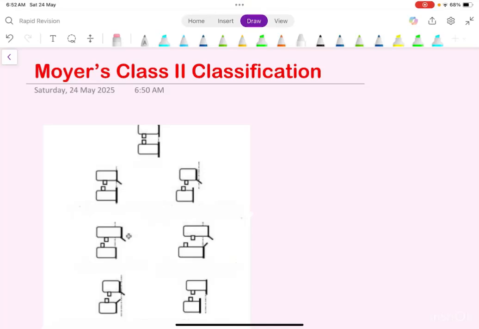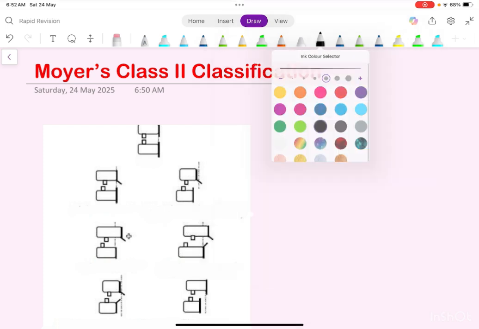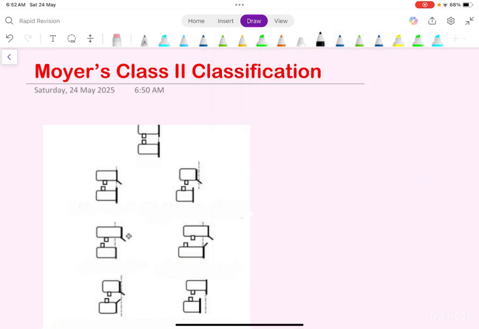In this video, I'll be talking about Moyer's class 2 classification, which is asked in questions most of the time, and it is a bit confusing. So first of all, you should know that he gave two classifications. One was the horizontal, which has 6 types, and he gave 5 vertical types. So specifically now, we'll just talk about the horizontal one.